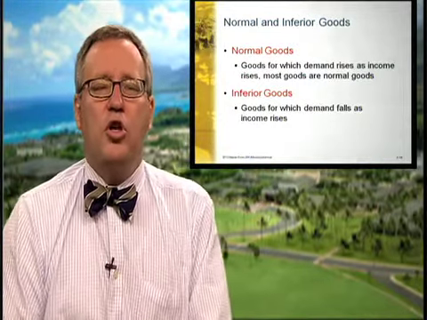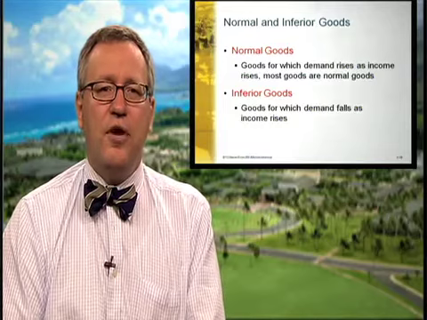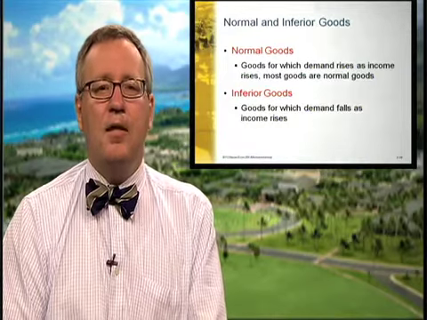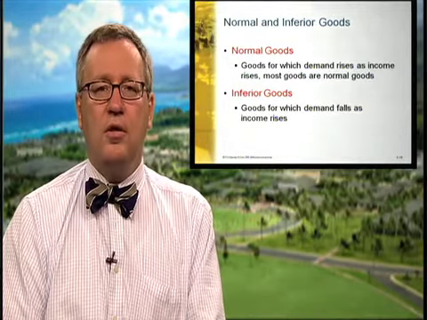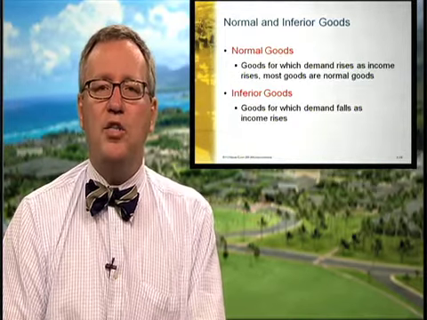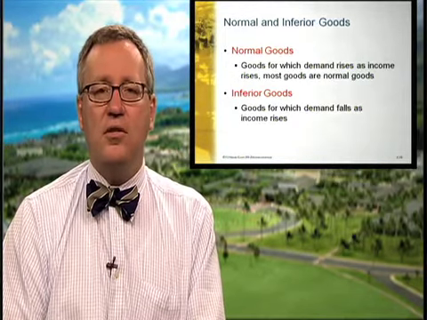All right, some more terms. We're going to hit a few terms here. We're going to throw some graphs up and make sure that you understand them. Number one is normal goods. These are goods for which demand rises as income rises.